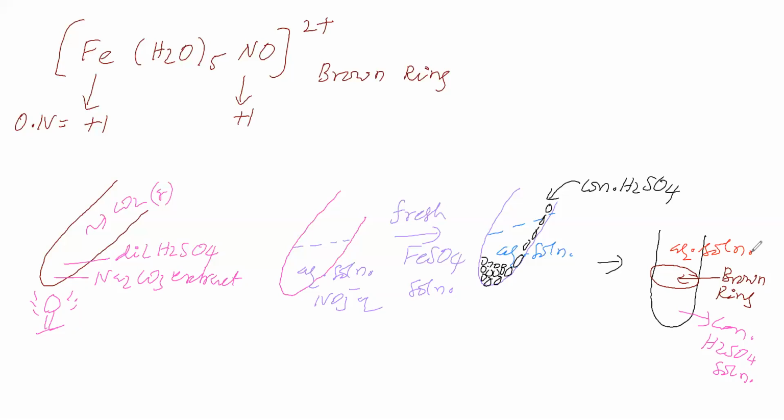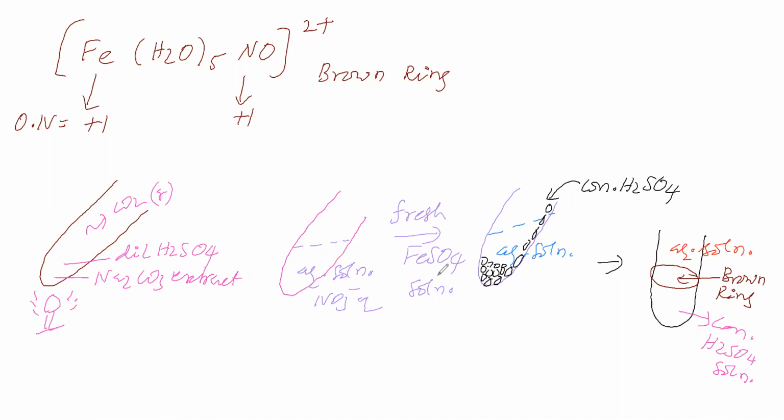So the brown ring is formed between two layers. One is the concentrated sulfuric acid layer, that is at the bottom. Another is the aqueous solution layer, which is above the brown ring. This test is called the brown ring test. It is a confirmatory test for nitrate. In this confirmatory test for nitrate, we are adding freshly prepared ferrous sulfate solution here.